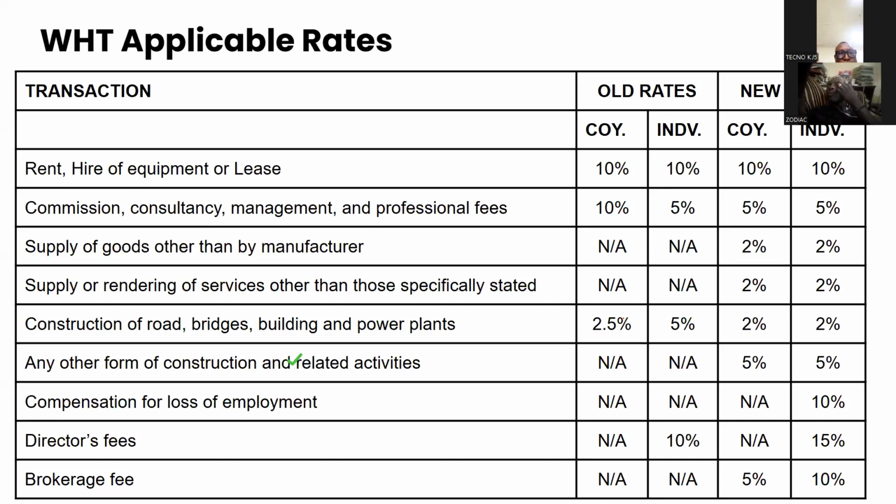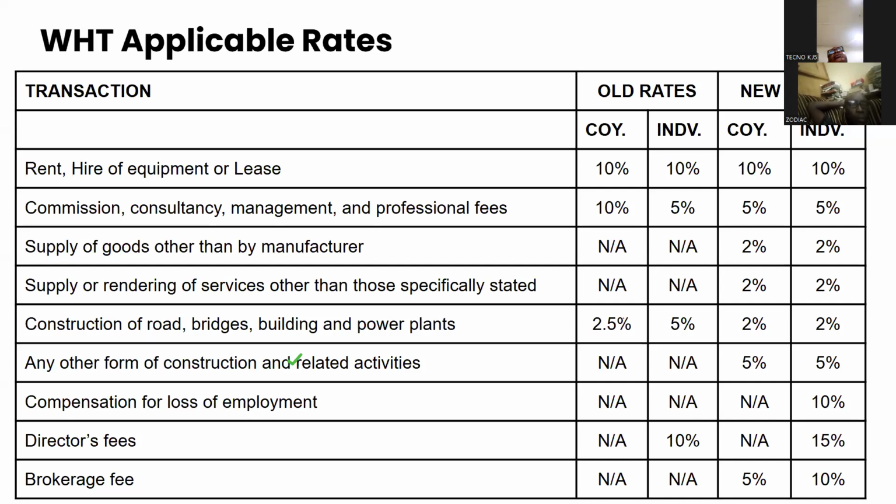It's still there. They have commission, consultancy, management, and professional fees. So if legal services was withholding 10% before, based on the old rate for companies, and 5% for individuals, now it is 5% for both companies and individuals. The tax rate for companies was cut by half, which is from 10% to 5%.